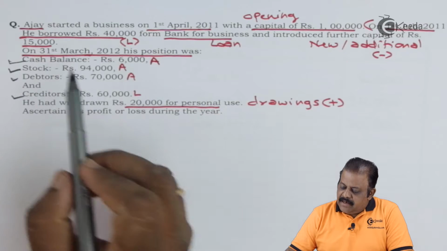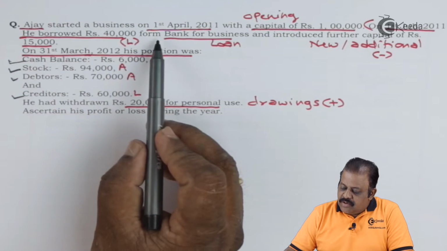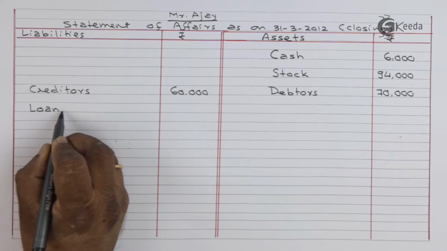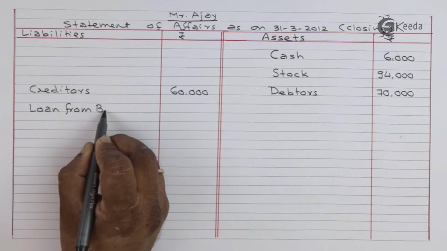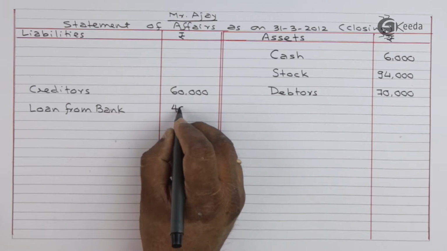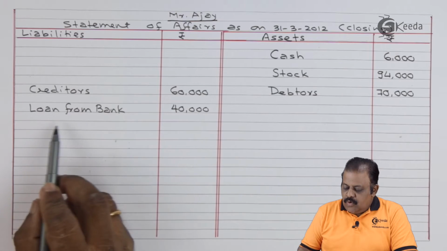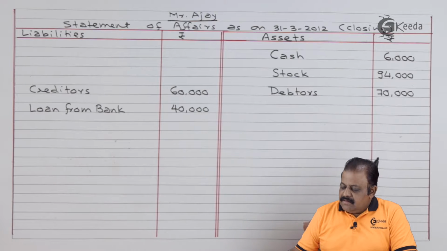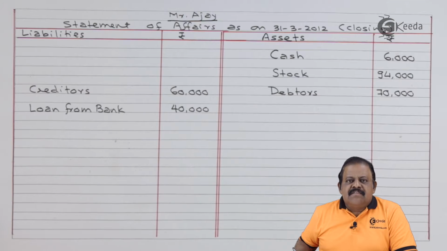On 1st July, he borrowed 40,000 from the bank. This is a bank loan of 40,000. This will be recorded on the liability side. Loan from bank 40,000. We have recorded assets and liabilities as per the information given in the problem. Let us find out now the closing capital.